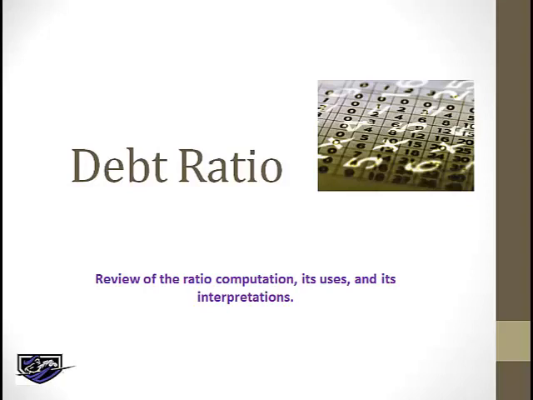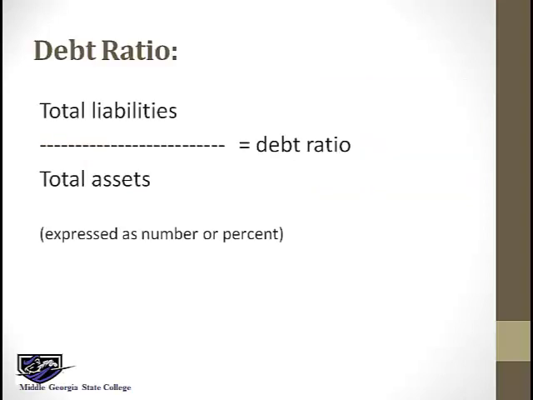Let's go over the debt ratio. The numerator of the debt ratio is total liabilities, and the denominator is total assets. Here we're not averaging. In return on assets, we used average total assets. Here we're not.